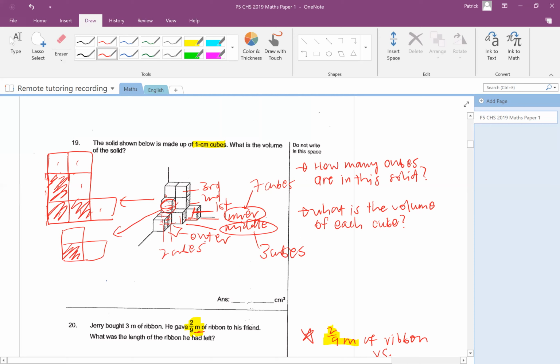How many cubes are in the solid? You can just write it out. 7 plus 3 plus 2. 12. So 12 cubes. I'll write it in the way you should present your answer. So number of cubes in solid, 7 plus 3 plus 2, so 12.